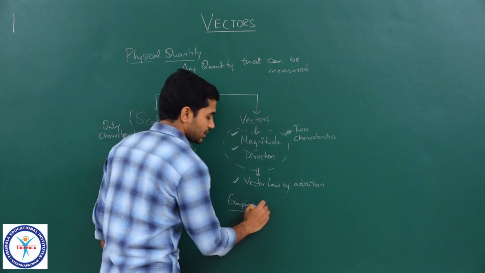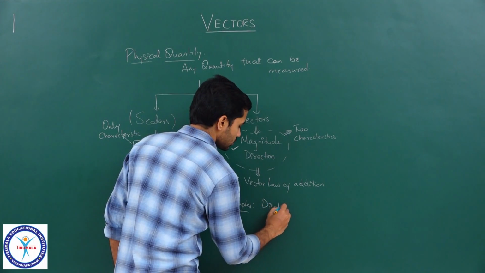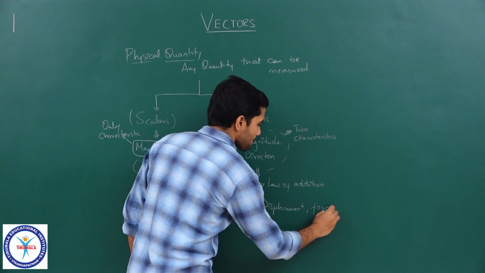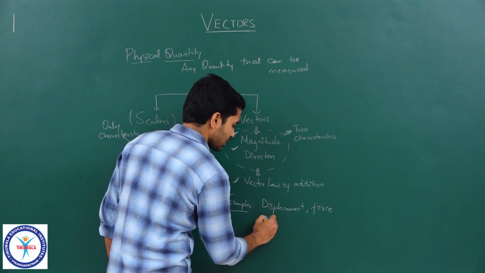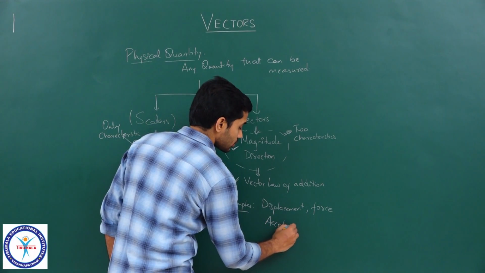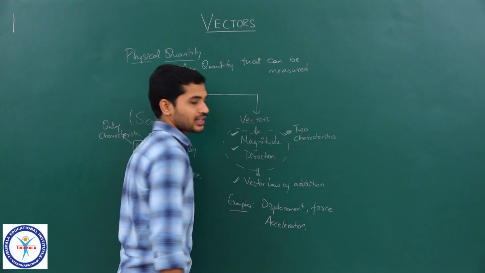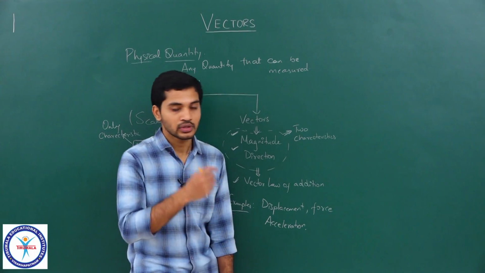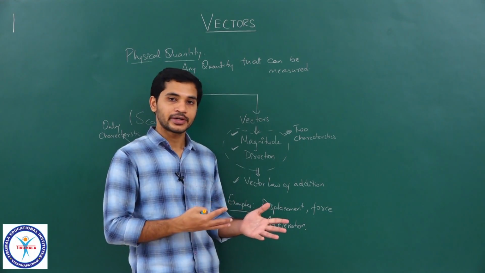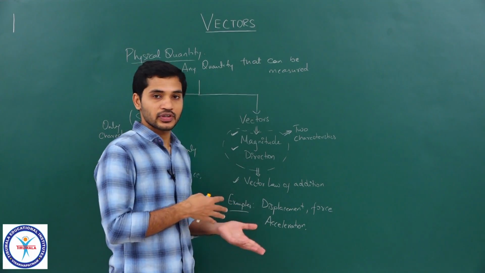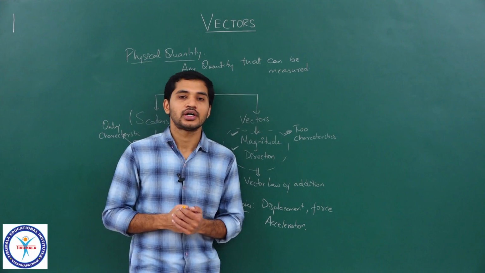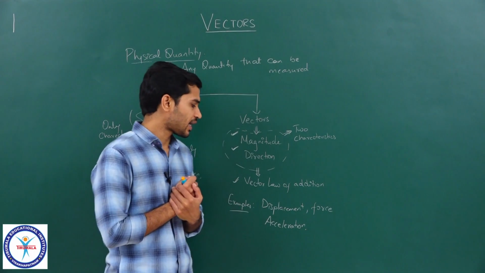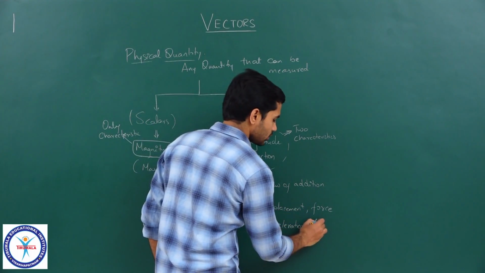Now, to give a few examples of vector quantities, you can say displacement, force. You might know a few more, right. You can say acceleration, and there are many vector quantities which we will be dealing with as we go ahead, right. For now, these are some quantities which you might have already heard of. There is also electric field, magnetic field. There are many such quantities which come under vectors. We can also write velocity.